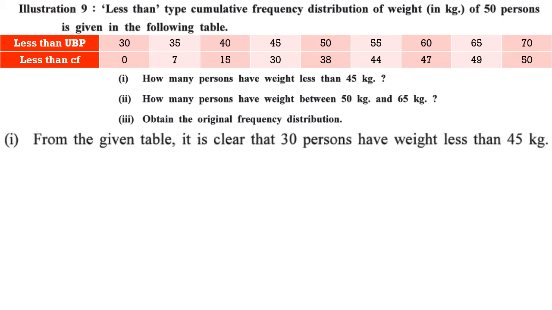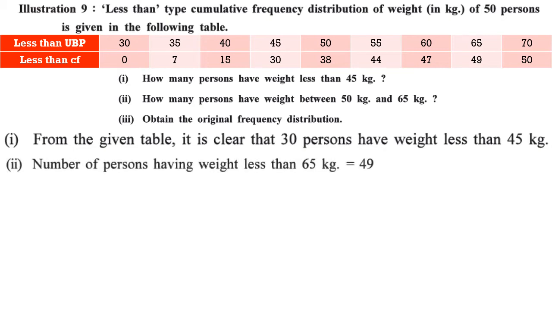From the given table, it is clear that 30 persons have weight less than 45 kg. So our answer for the first question is 30. Second, the number of persons having weight less than 65 kg is 49. We have two limits here, 50 kg and 65 kg.